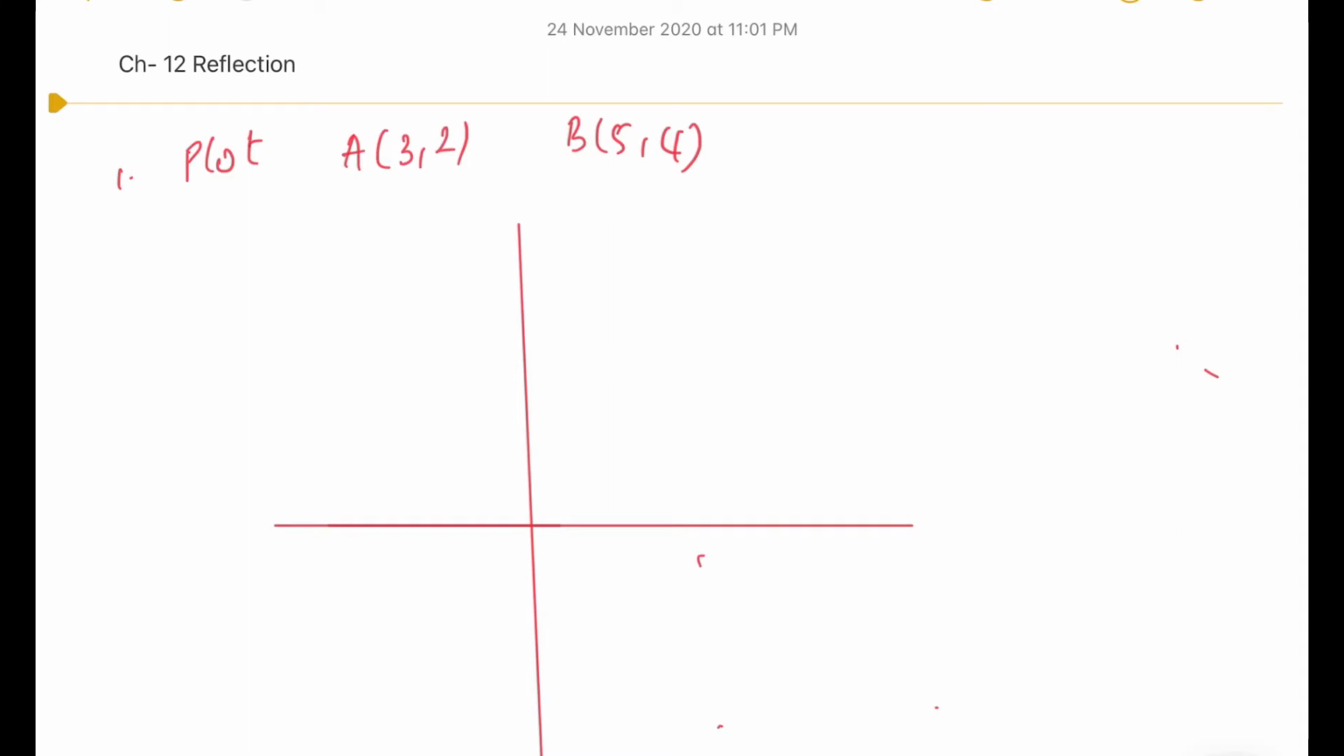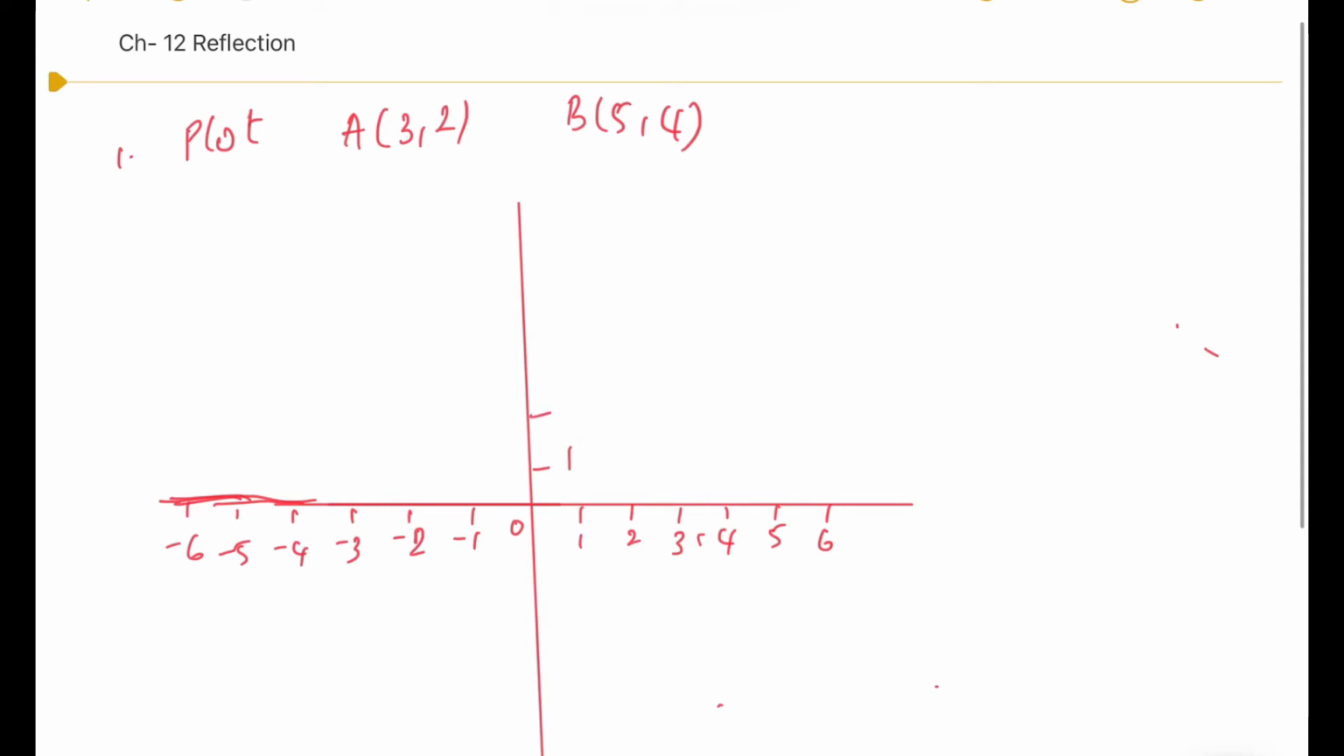Okay, so first let me plot the axes randomly: 1 2 3 4 5 6, -1 -2 -3 -4 -5 -6, and the same on the other axis. Okay, so plot A(3, 2), let us plot it here, A(3, 2) and B(5, 4) is plotted here. Okay, now that's the first sub question, right?